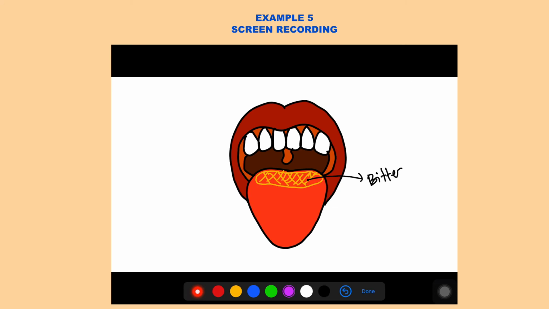And the front part here is where the tongue tastes sweetness. And then we have this area here. This is where saltiness is tasted by the tongue.